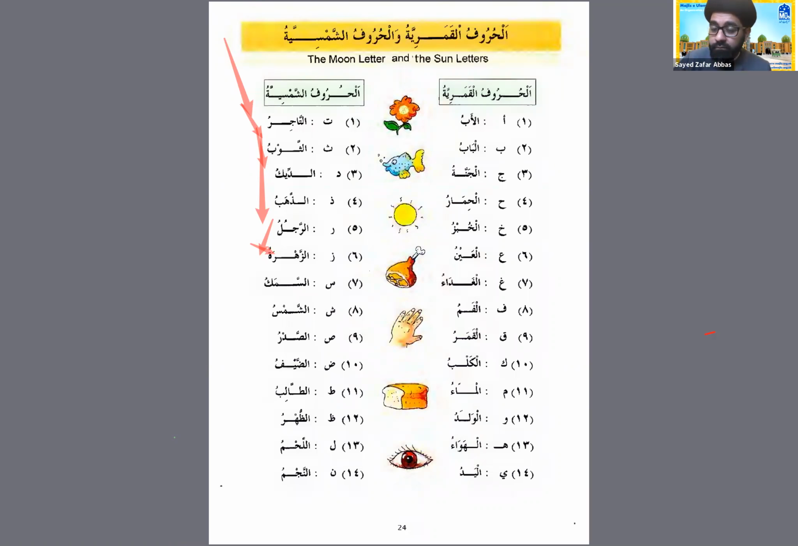And then can we have, did we do Abbas? Yeah. So can we have Abbas, please, for number 8? الشمس. Ash-Shamsu. And what does that mean? The sun. The sun. Well done.